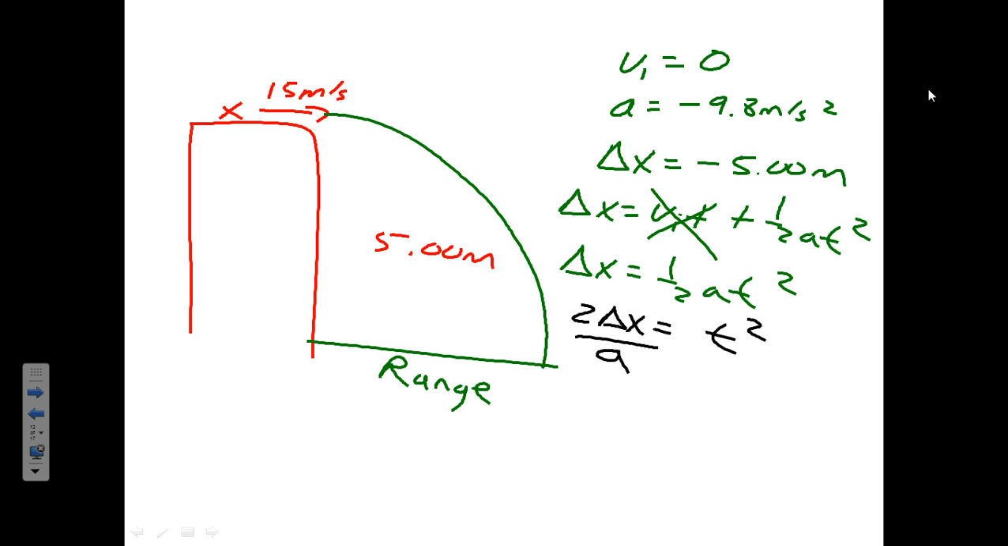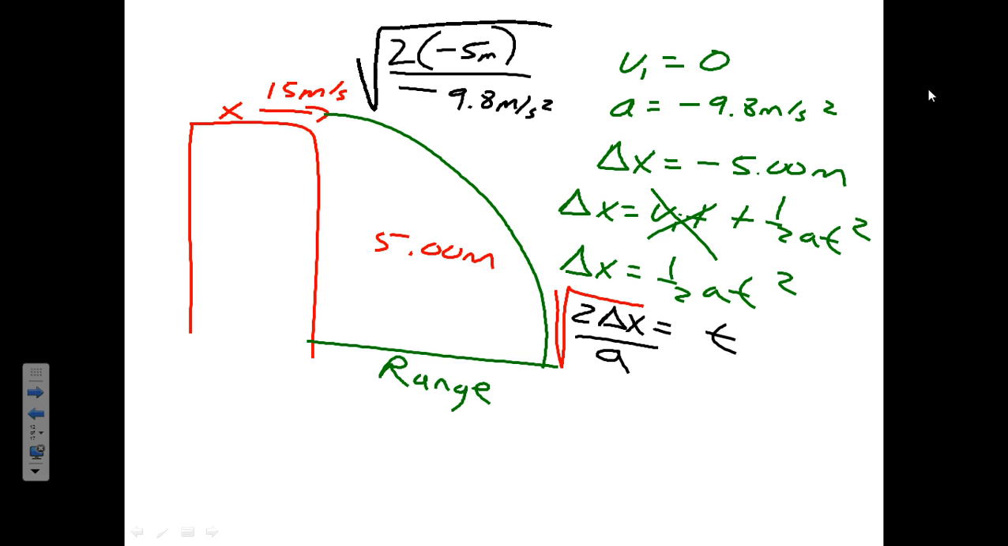And then we'll take the square root of both sides. So that's the equation we're going to be working from right there. We know all those variables. So we'll go 2 times negative 5 divided by negative 9.8. Take the square root of all that. And that will give us our time.